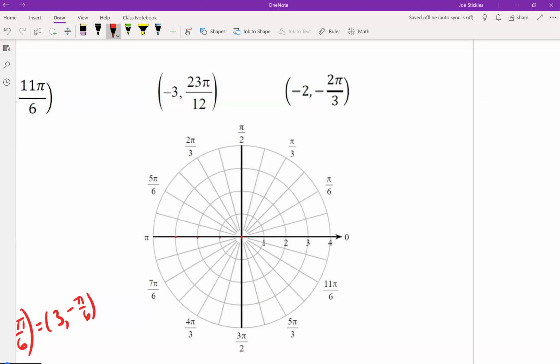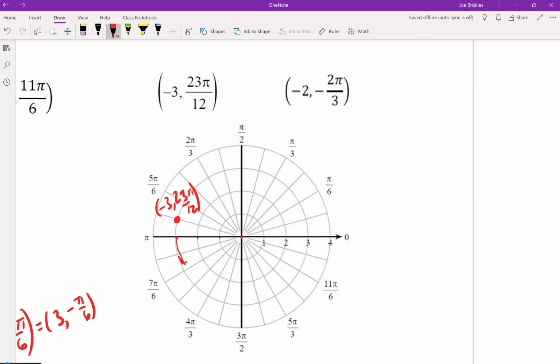Negative 3, 23 pi over 12. We went backwards, 1, 2, 3. And now we want to rotate 23 pi over 12. Again, we have to rotate starting going this way, because that's the positive direction from here, right? Don't get confused. Up and around is positive here, but by the time we get to the other side, it's down and around. That's positive. I have to go 23 pi over 12. Well, where is that? An entire rotation is 2 pi, which is 24 pi over 12. So 23 pi over 12 is just short. It's right here. So this would be your negative 3, 23 pi over 12.